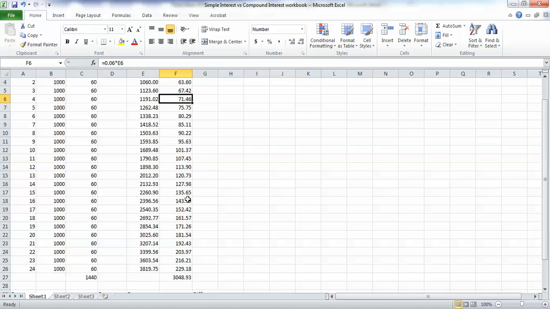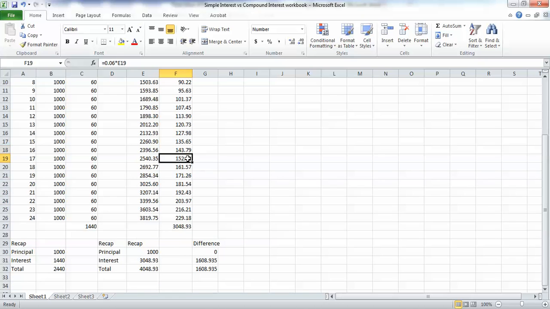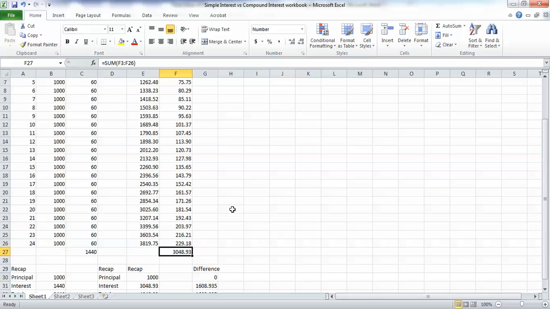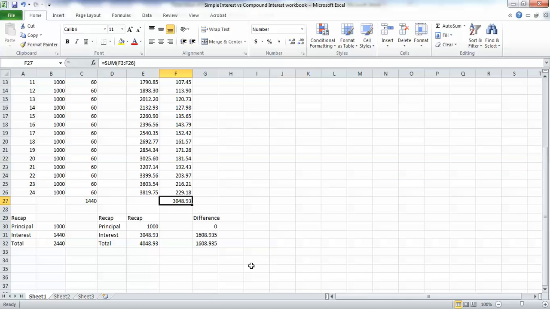And as you can see, as we move down, the interest payments get bigger and bigger because they're being calculated on a larger number. And that larger number includes not only the principal of $1,000 that we originally put away, but also all the interest earned through that date. Now, if we do the sum of that entire column, we get a total of $3,048.93 in interest.